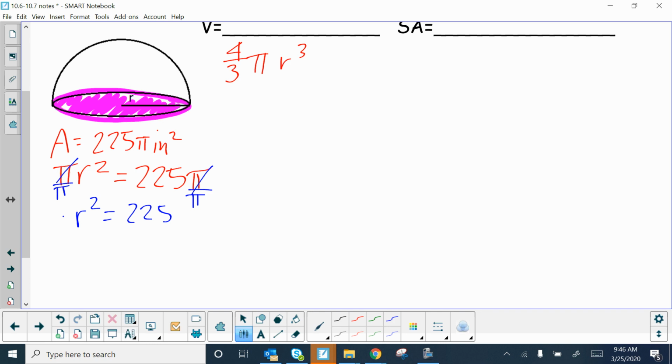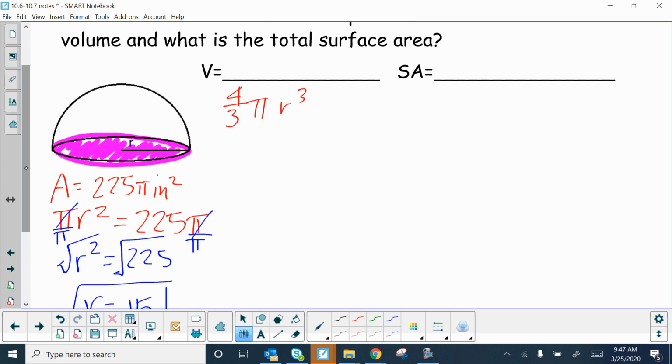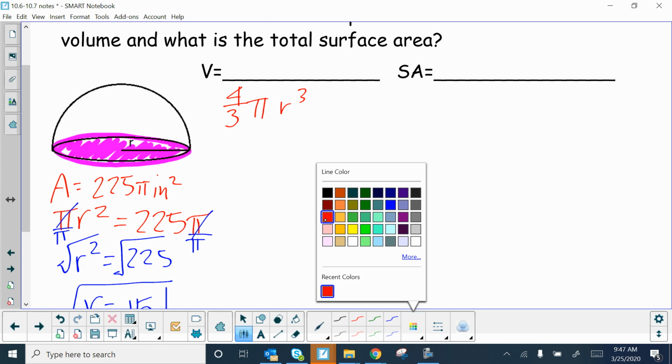How do you solve for r? You square root both sides, and you get r by itself. The square root of 225 is 15. Okay, so there's my r. This is important. This is what I need to do my formulas over here. So let's finish off our volume now.